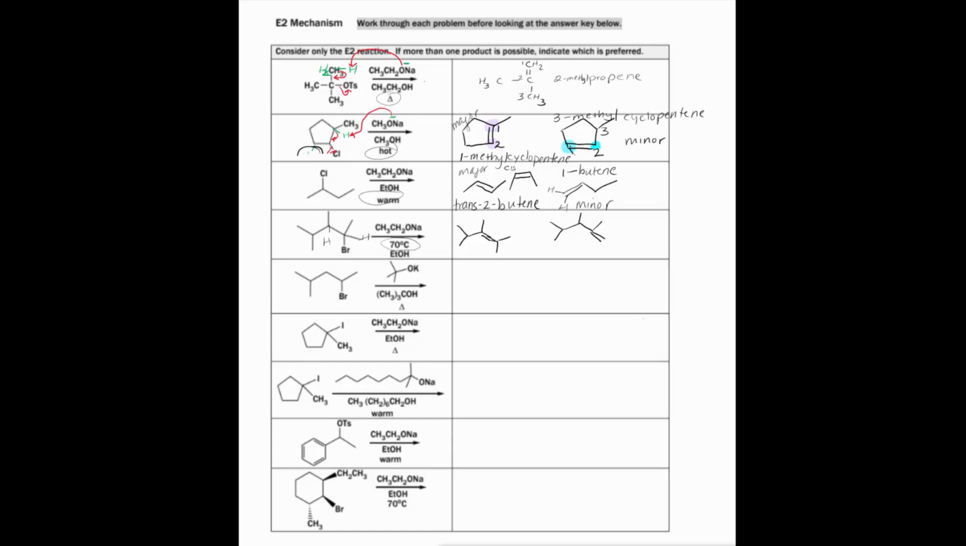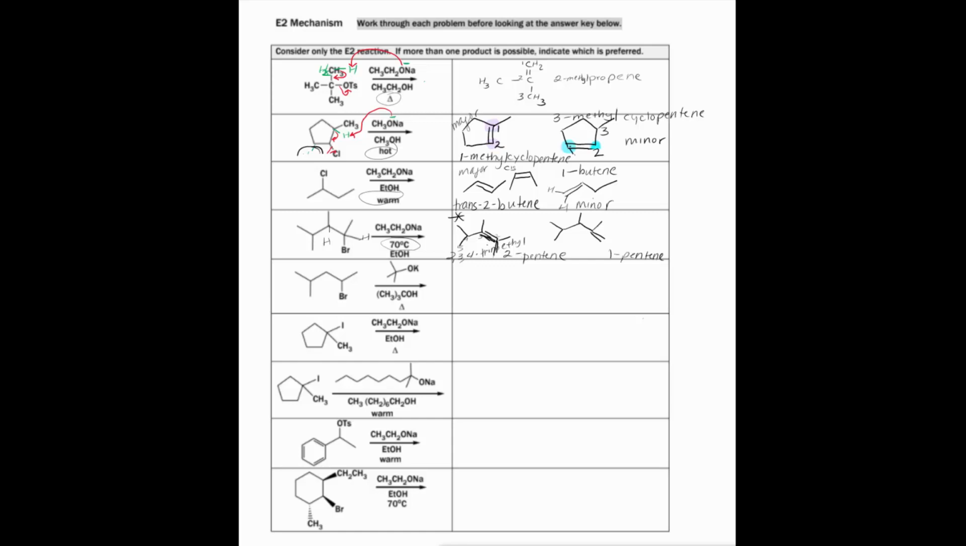Let's name them. I need to find the longest carbon chain that contains the functional group, in this case, the double bond. So we have a pentene. And here, that's a 2-pentene. And we have 2, 3, 4 trimethyl 2-pentene. Now that's going to be the preferred product, and it's going to be the preferred product because the double bond is more substituted than this double bond. Now this is a 1-pentene.